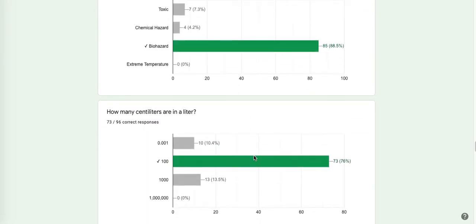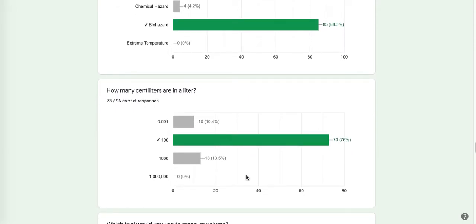How many centiliters are in a liter? Centi is a small unit. There are 100 centiliters inside one base unit, which is a liter. So centi is like a century. There's 100 years in a century, or cents, 100 cents in a dollar. Centiliters, there are 100 in the base unit of liter.